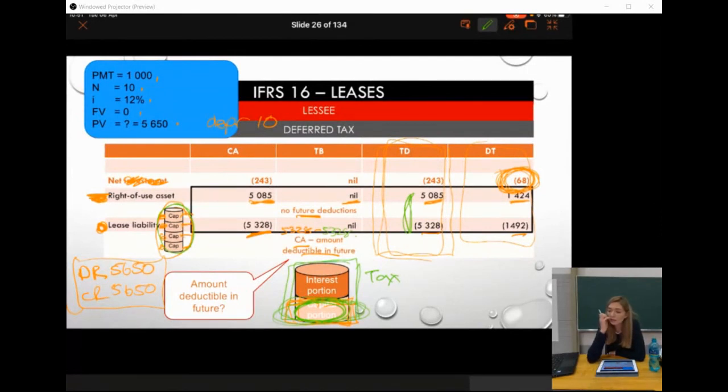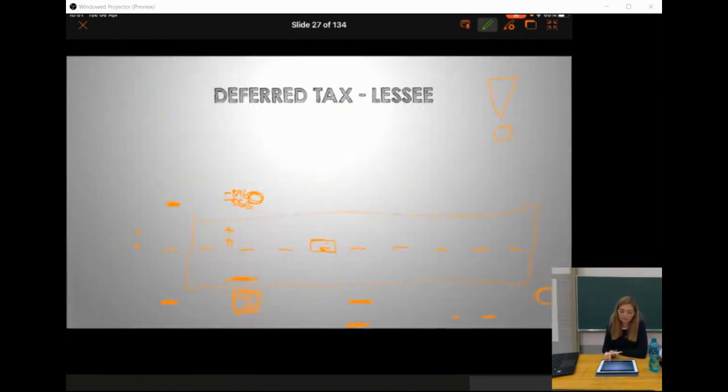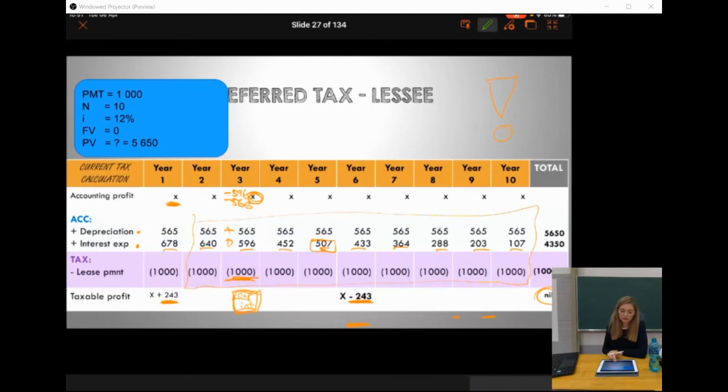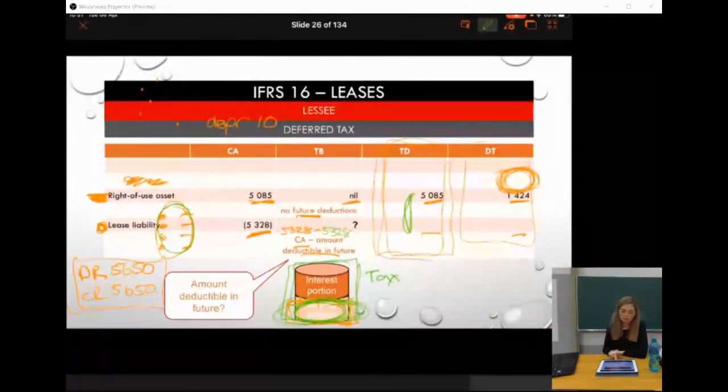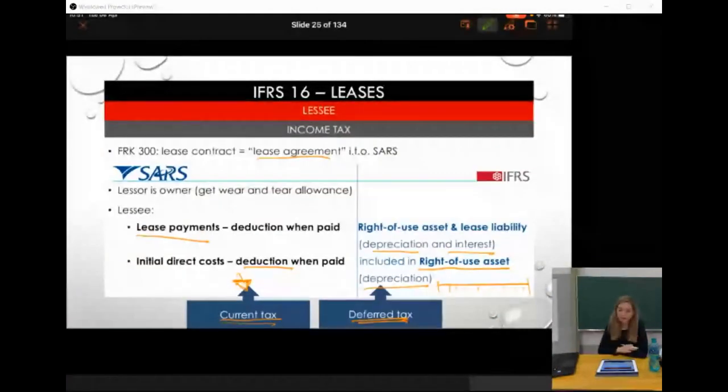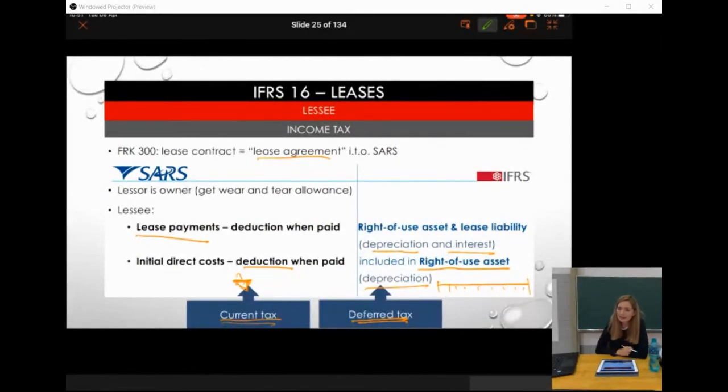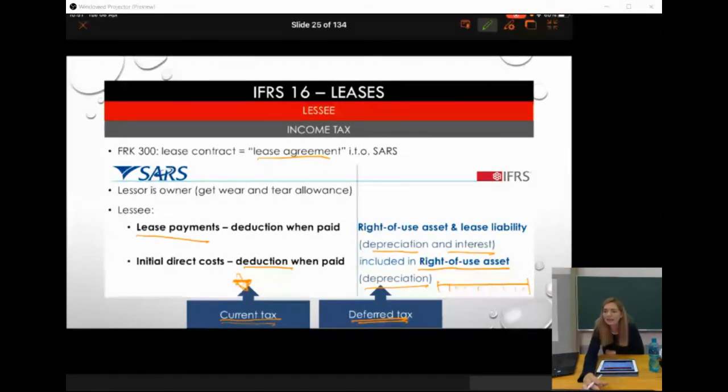Could you please quickly go back to the slide showing the current tax and deferred tax consequences? Are you talking about this one? Ooh, this one. Ms. Liane, is that the one you were talking about? I'm so confused. Don't be confused. Please explain the part where we look at the current tax calculation.